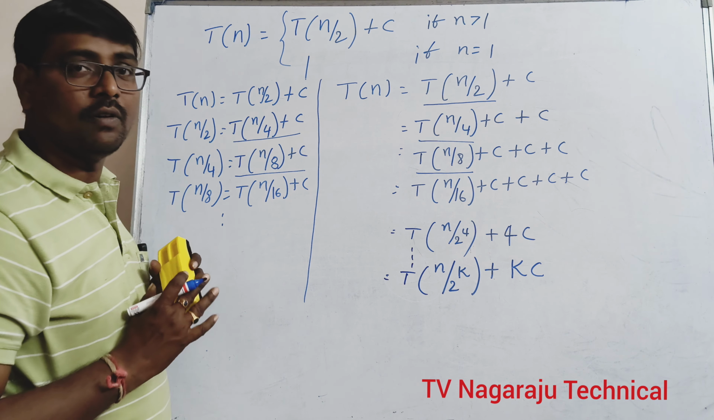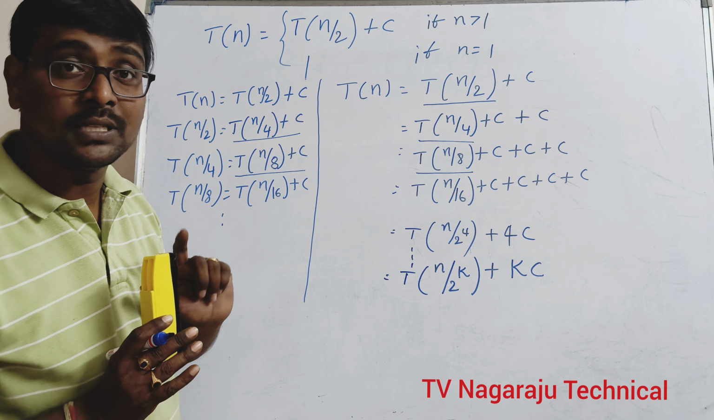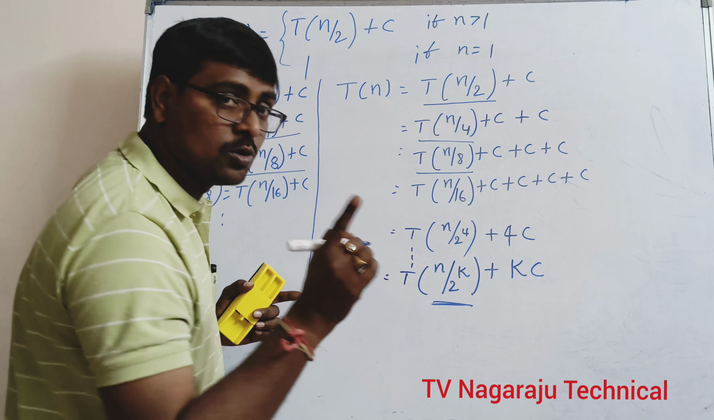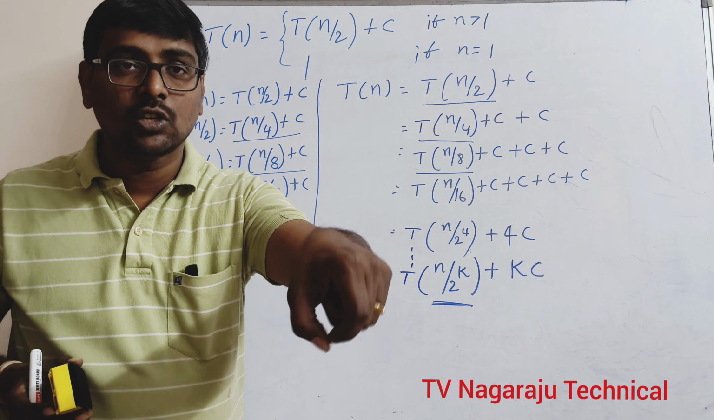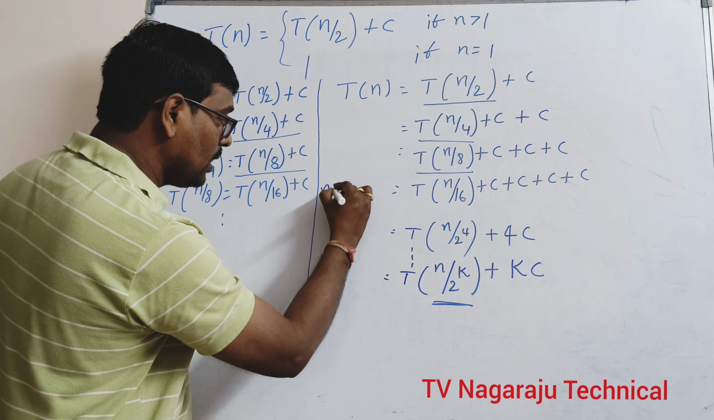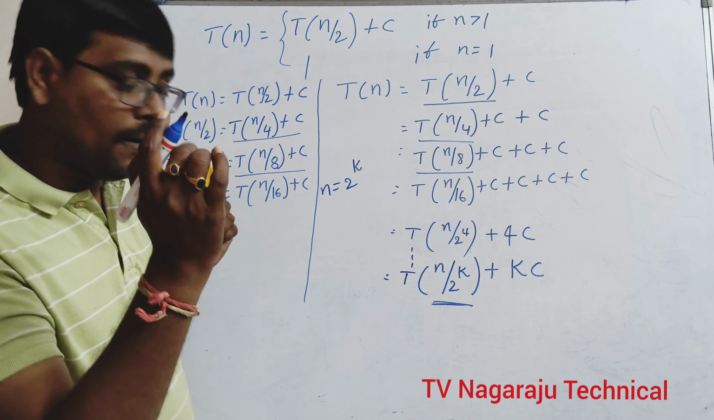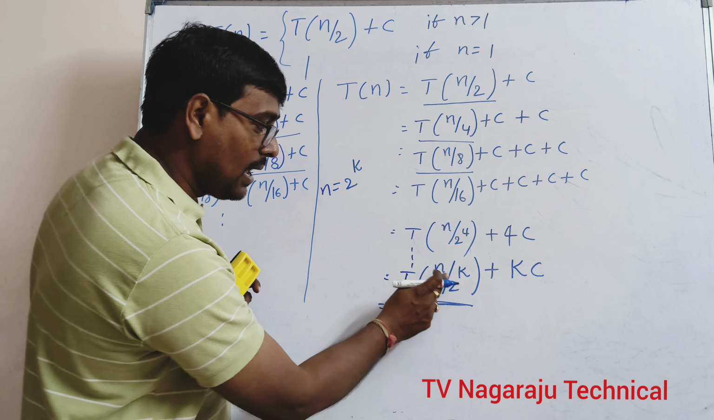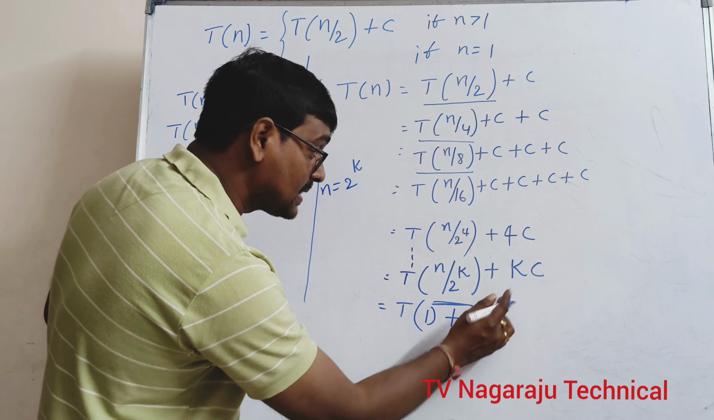This is the equation. You got it? I am dividing up to k times. Here what is my final agenda? This value is 1. Why? This is the base condition. Then only we can stop the recurrence relation. Now when this value is equal to 1, I am assuming n is equal to 2 power k. So T of 2 power k by n, n by n means the value 1, plus k.